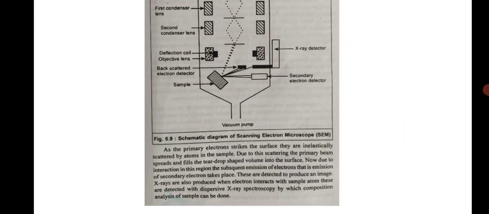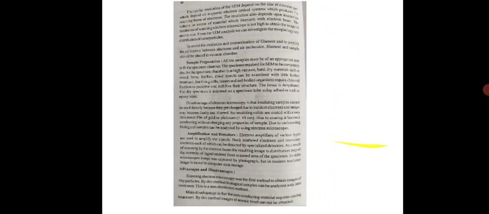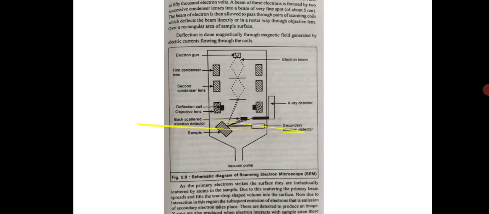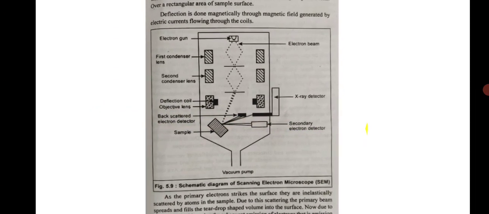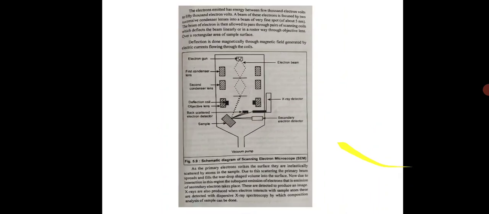X-rays are also produced when electrons interact with sample atoms. These are detected with energy dispersive X-ray spectroscopy, by which composition analysis of the sample can be done. Okay, this is the schematic diagram of scanning electron microscopy.